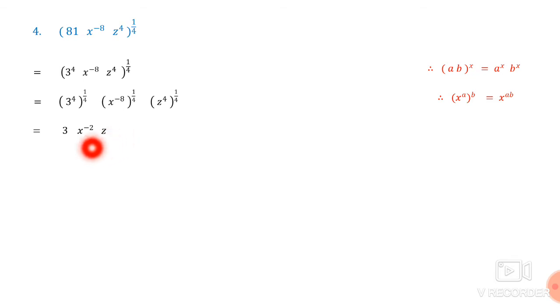Now in this step, we can convert this negative exponent into positive exponent by shifting this x exponent minus 2 in the denominator. So 3z upon x square is our final answer.